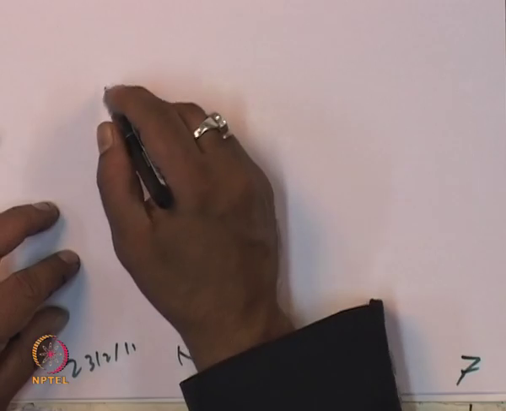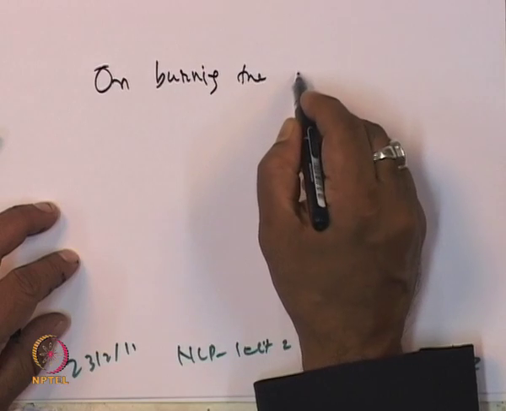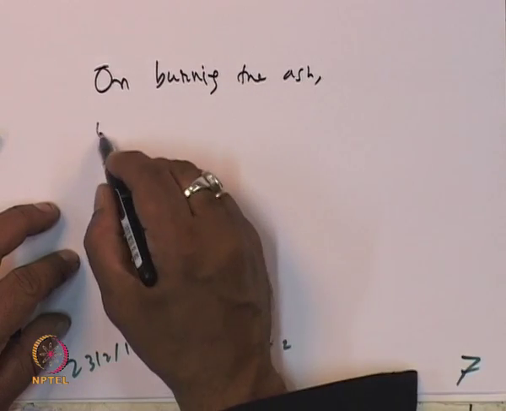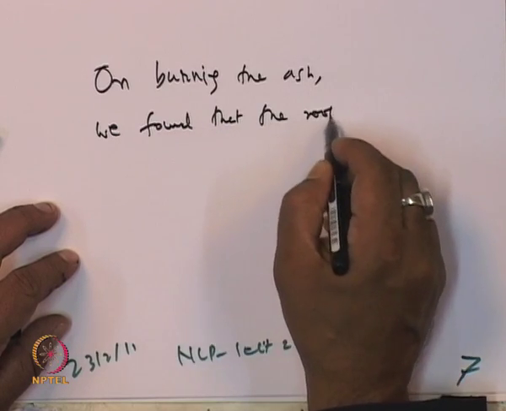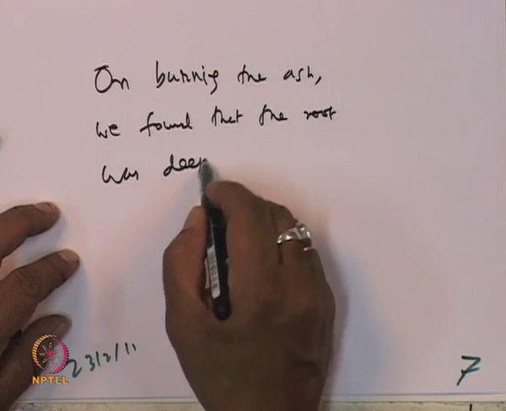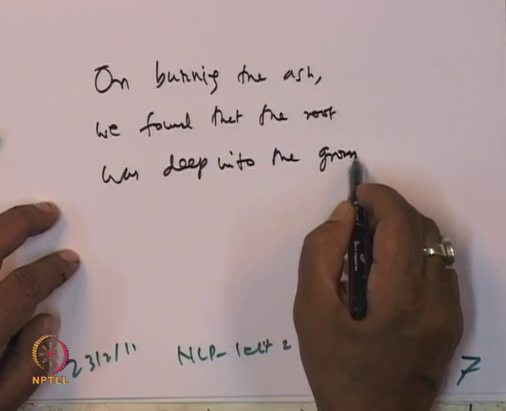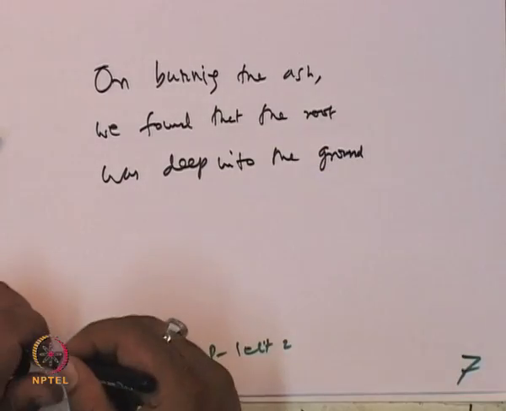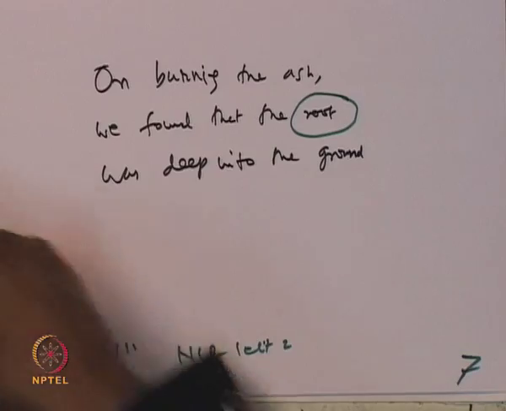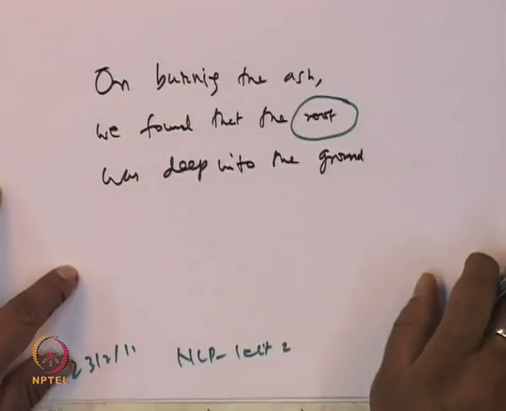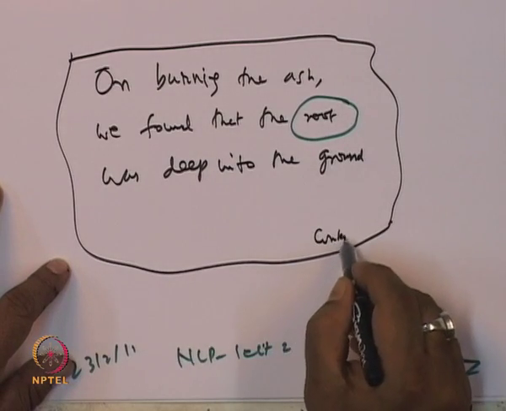So, what we are saying is that on burning the ash, we found that the root was deep into the ground. Okay. So, this is the clue word, and this is the context.